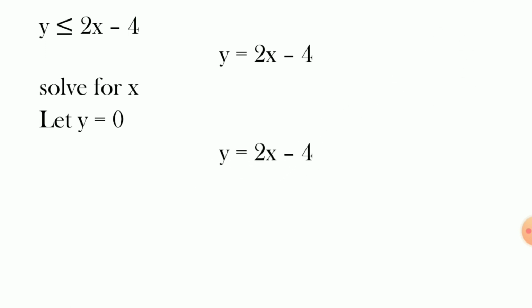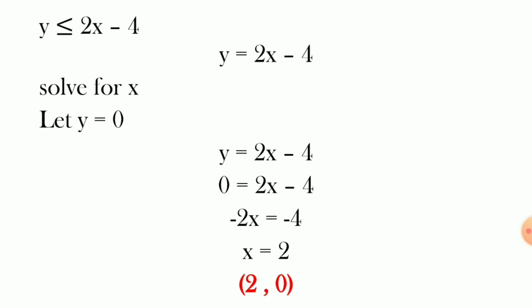So from the equation y is equal to 2x minus 4, replace y with 0. Then that is now 0 is equal to 2x minus 4. Then subtract 2x on both sides of the equation. That is now negative 2x is equal to negative 4. Then solving now for x, divide both sides of the equation by negative 2. Then that is now x is equal to 2. So if y is equal to 0, x is 2. Therefore, we have the ordered pair 2 and 0.